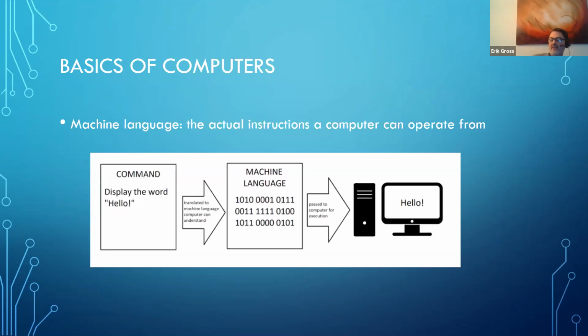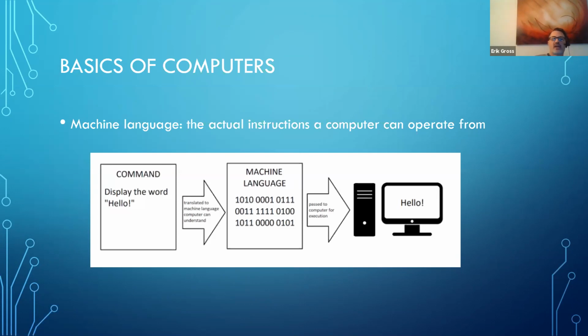There's only a handful of these things that a computer can do, but it can do billions of them per second. So the computer can seem very magical and all powerful. But there's only a couple of dozen things that a computer can actually do. And those instructions are built into the computer in a form called machine language.